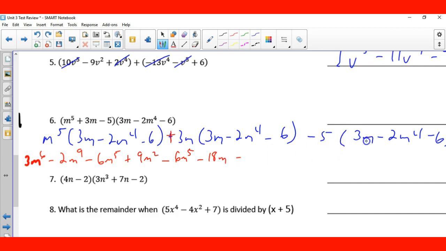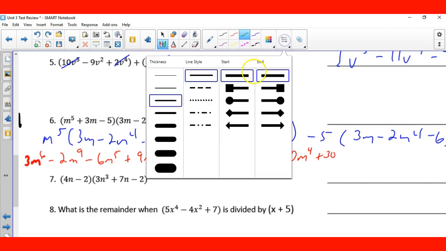Then we have this negative 5 times 3m, which is negative 15m. And negative 5 times 2m to the 4th is going to be positive 10m to the 4th. And negative 5 times negative 6 is going to be positive 30. So now we need to combine like terms.